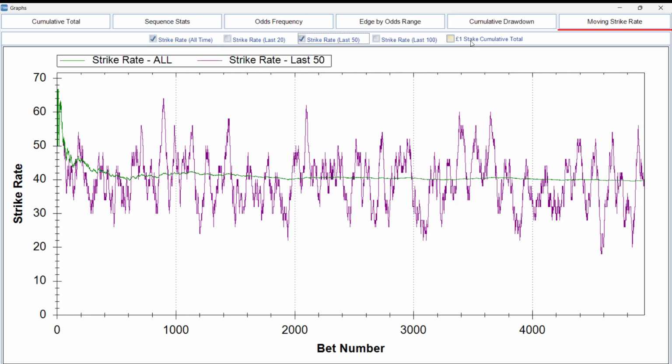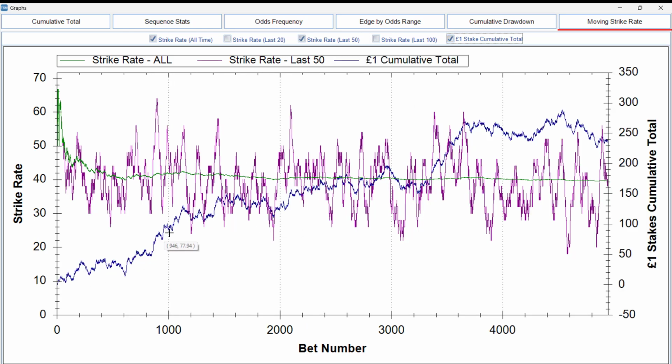But if we tack on what the level stakes profit is here, we can see that these strategies work. They've gradually gone up and they've made 238 units of profit after about 5,000 bets. And if you join at the wrong moment and your first 50 or 100 bets have a really low win rate and you're just making losses, you might give up.